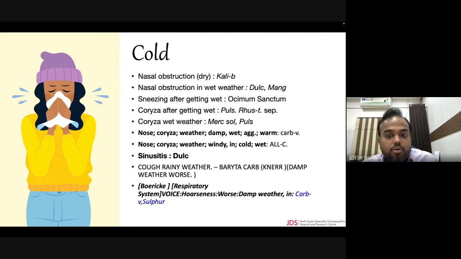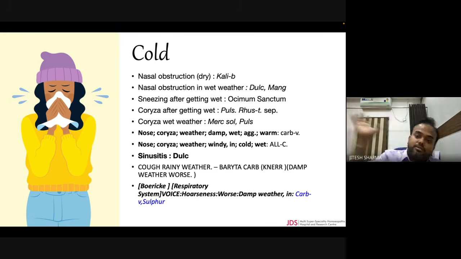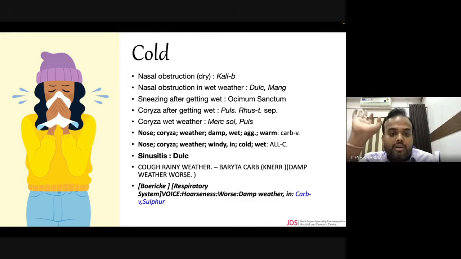Now, coryza with aggravation in warm, wet weather, so there is sun as well as rain: think of Carbo veg. Windy, cold, wet weather, so there are strong winds coming in the wet weather: think of Allium cepa when somebody gets a cold in it. Sinusitis which gets aggravated: dulcamara is the main remedy.